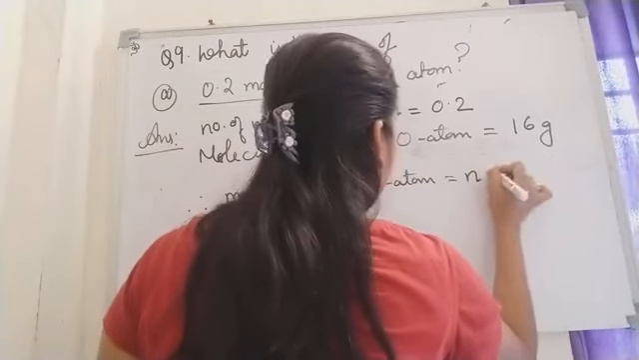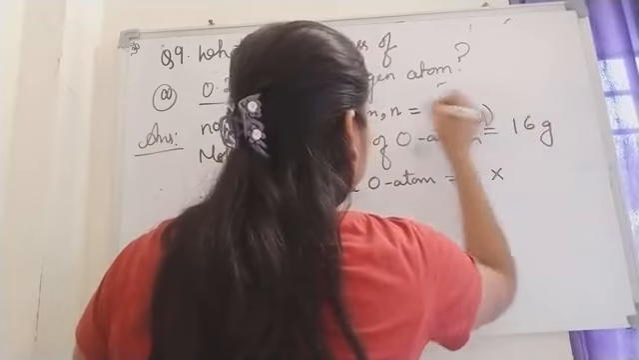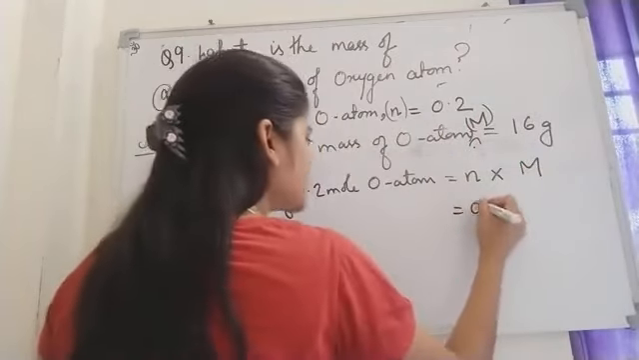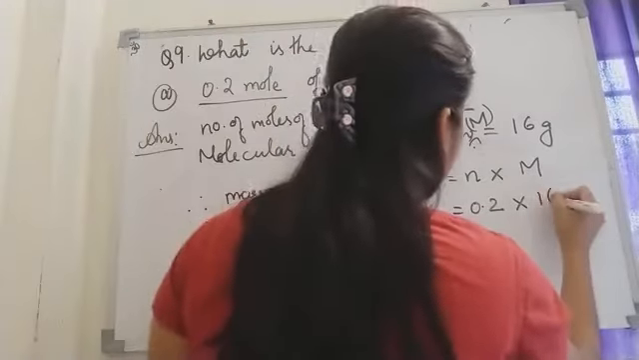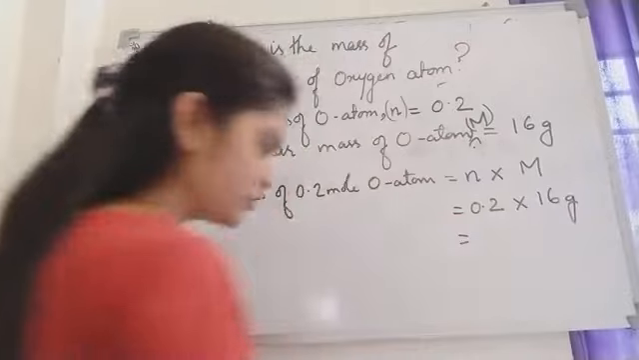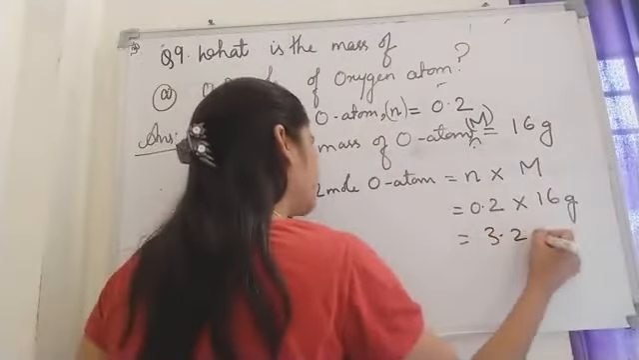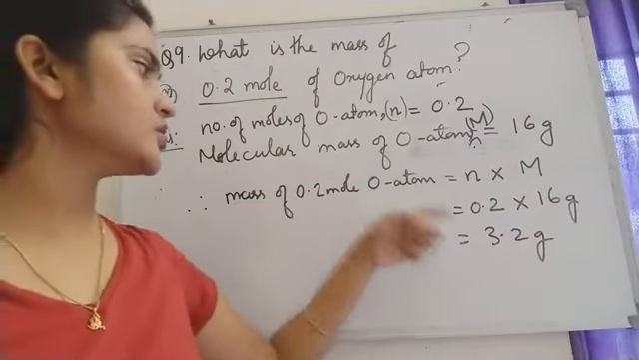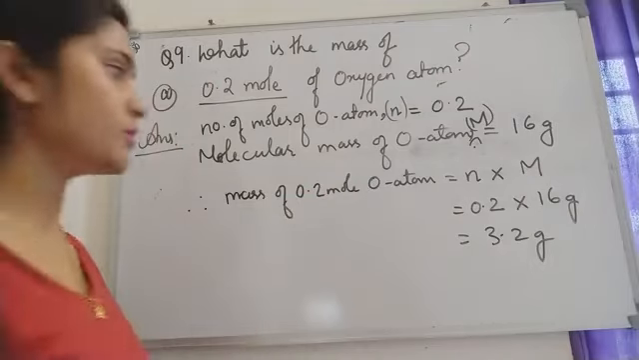It was n into capital M. This is capital M, this is small m. n into capital M. So n is 0.2 into how much? 16 grams. When you multiply these two numbers, you will get your answer as 3.2 grams. So therefore, the mass of 0.2 mole oxygen atom is this much. So this is by using the formula.